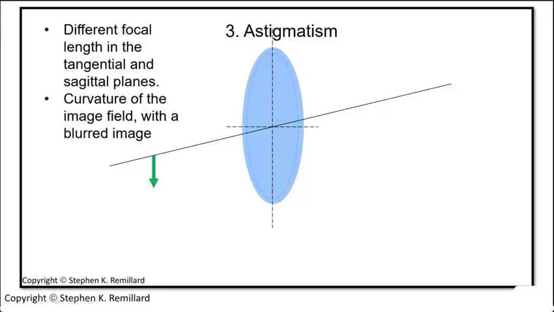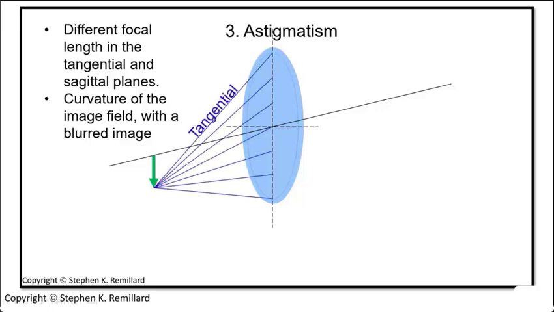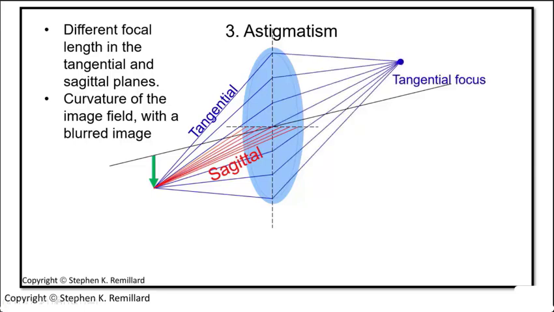Astigmatism is a result of tangential and sagittal rays having a different focal length. Tangential rays are rays on the meridional plane. The sagittal ray fan is perpendicular to the tangential ray fan. They pierce the lens, and the sagittal rays and the tangential rays focus at different places. And that's what happens with astigmatism. Two different focal lengths depending on how they pierce.